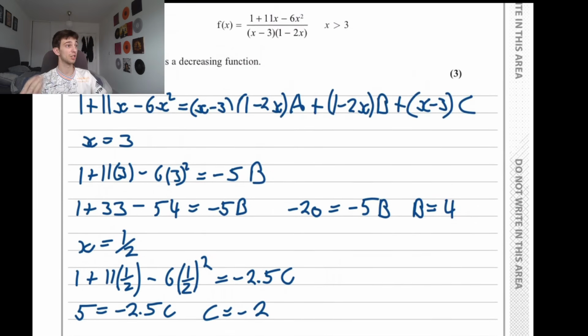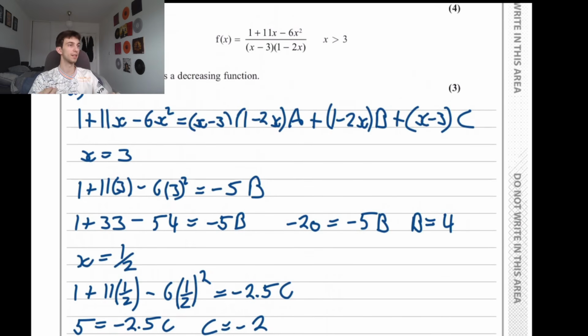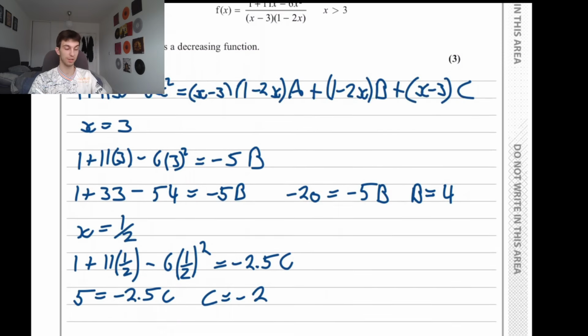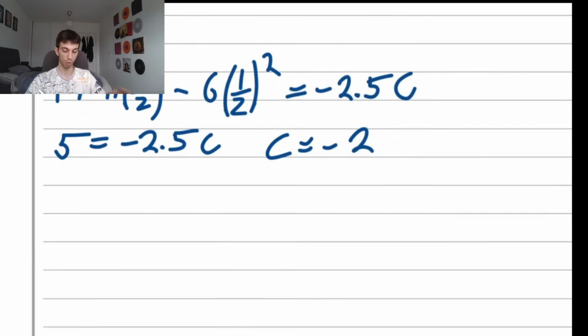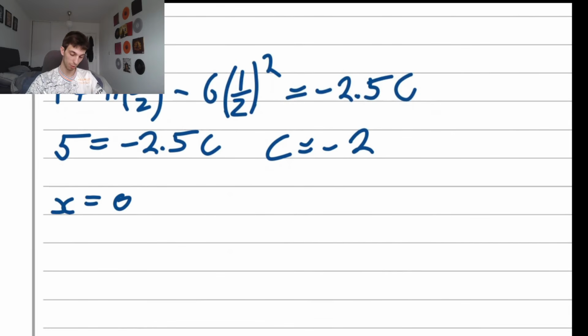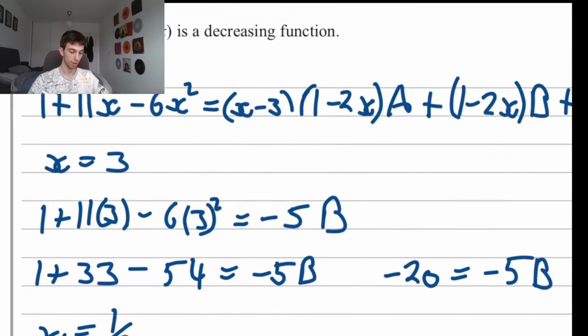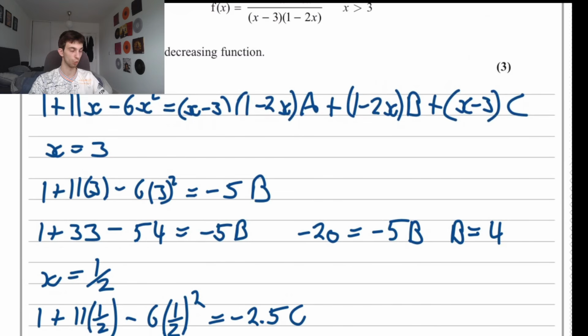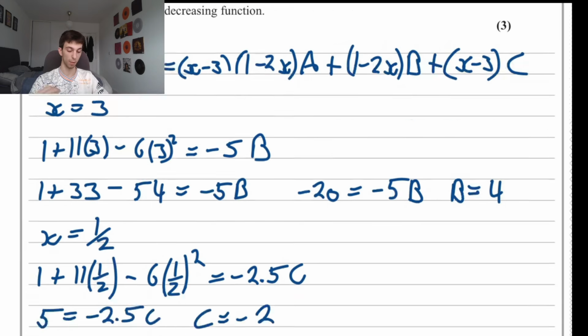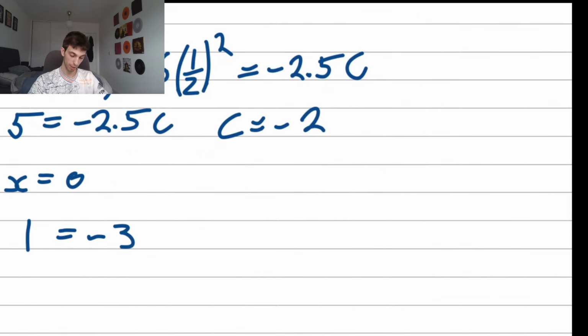To find a, we can actually sub in anything as x. Just to make it a bit easier, let's sub in x equals 0. On the left-hand side, we have 1 plus 11 times 0, take away 6 times 0, so that's just going to be 1. So subbing in x equals 0, we have 1 on the left. This will be equal to, we don't know a, but we know b and c. So we have 0 minus 3, which is just minus 3. 1 minus 2 times 0 is just 1, so times by 1. Minus 3 times 1 is just minus 3a.